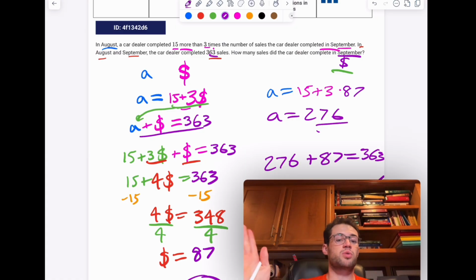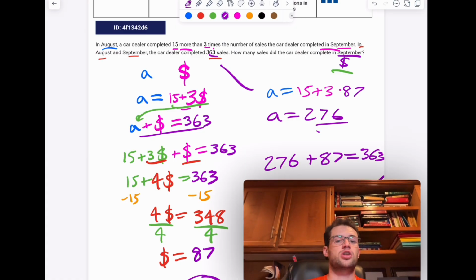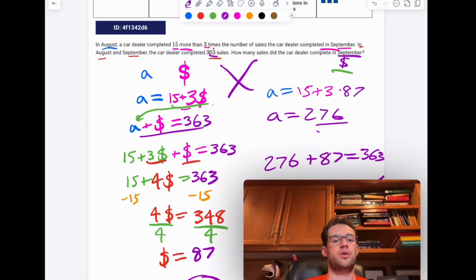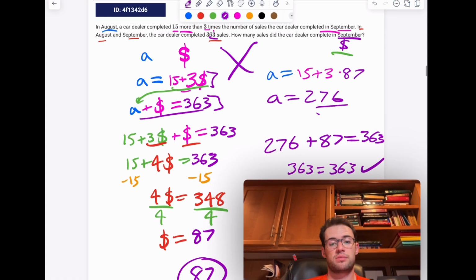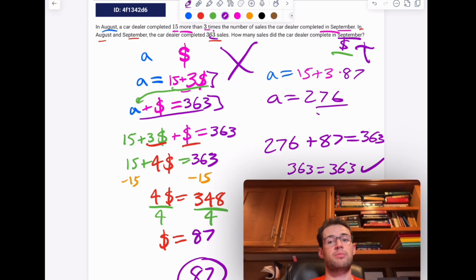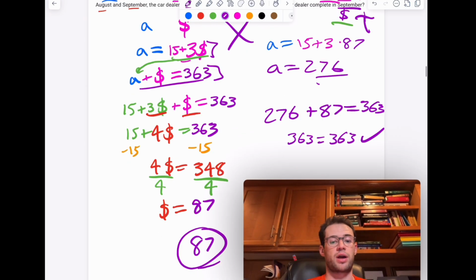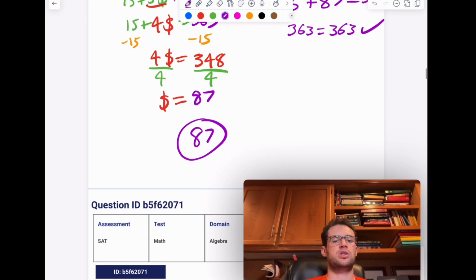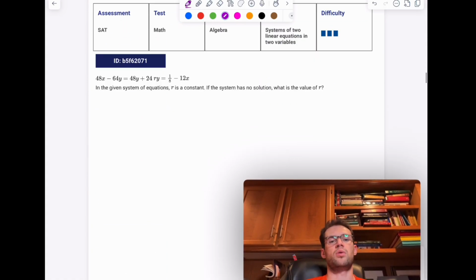But just figure out which one you're solving for, and then the intersection point of the two equations will be, depending on which is x and which is y, either 87, 276 or 276, 87. And keep track of which one is representing September, because that's what we're looking for. That would be your answer. So again, 87 is your answer. Just enter that in and you will be golden.